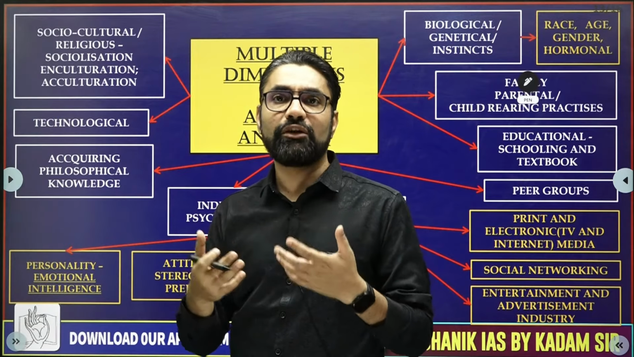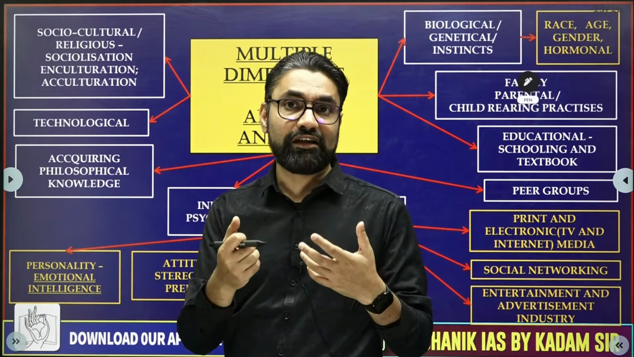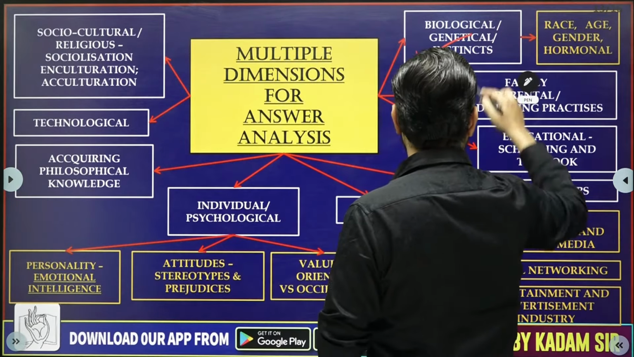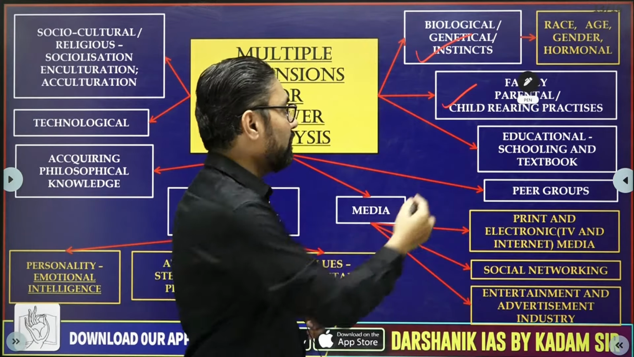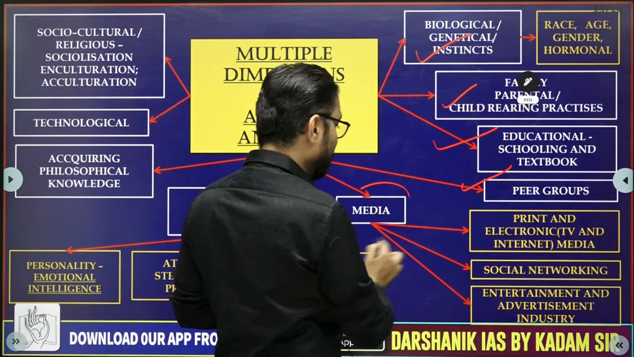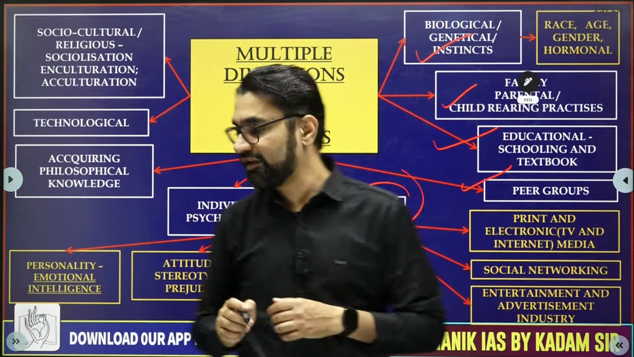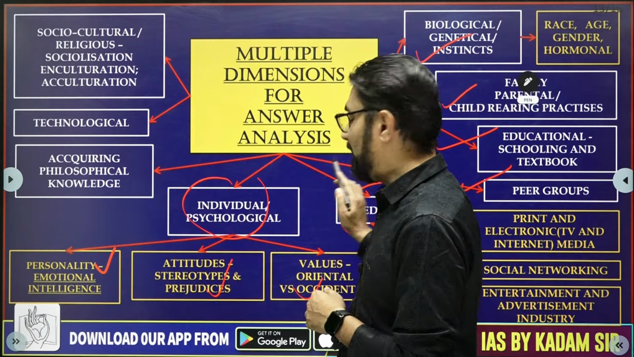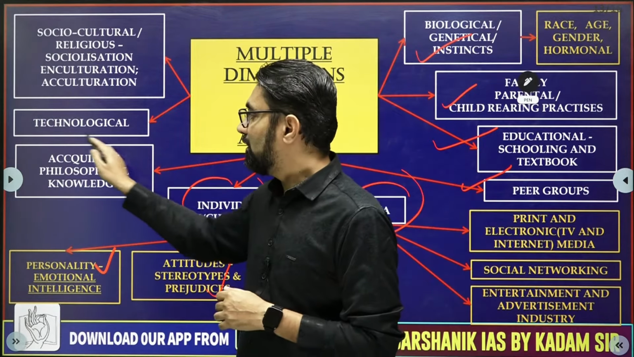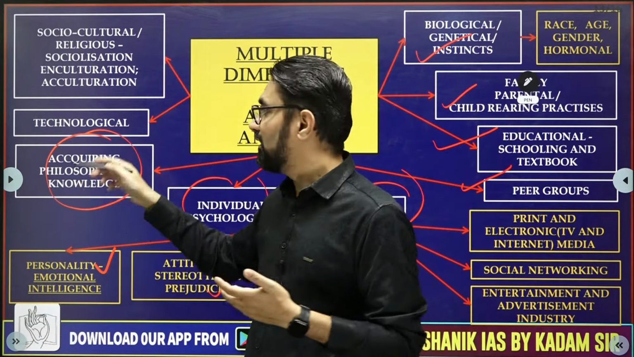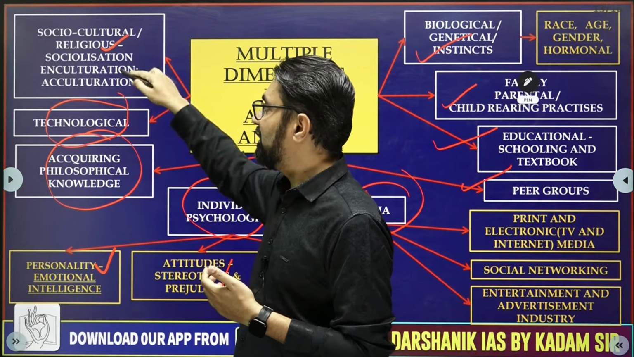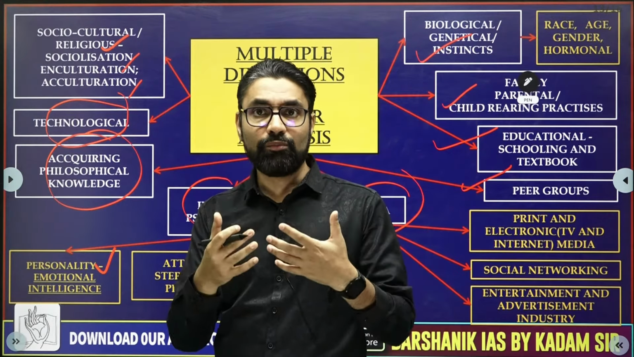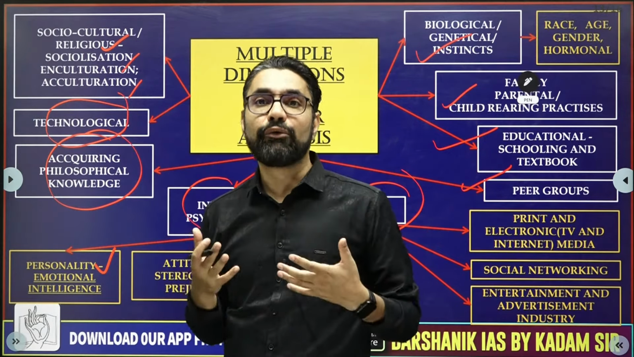And these multiple ways from which we develop ethics, morality, values, that I am going to discuss with you in the class, are biology, family, then educational institutes, peer groups, media, print, electronic, social media, then your individual psychological factors, that is emotional intelligence, attitude, stereotypes, values, occidental, oriental values, then by reading philosophical books, etc., then through technology or through society, culture, religion. All these are the socializing agents from whom we acquire values, we develop values.